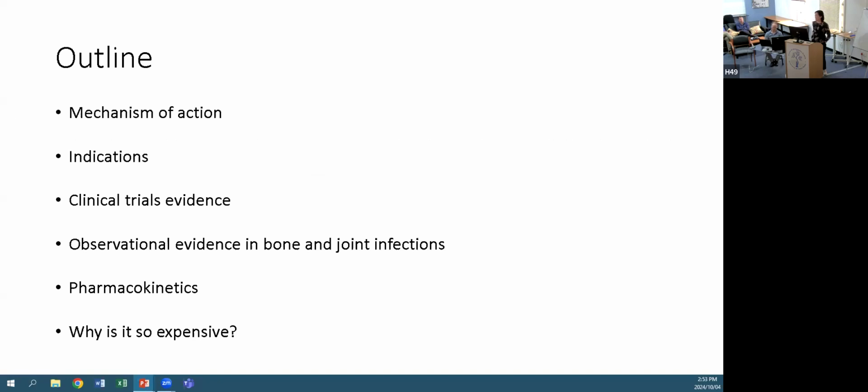I'll draw your attention to a few case reports and case series describing patients with bone and joint infections successfully treated with Cefiderocol. What are the pharmacokinetics and what host factors, what drug-drug interactions do you need to take into consideration when prescribing Cefiderocol? And lastly, why is it so expensive? And what has been done to make Cefiderocol more accessible and affordable?